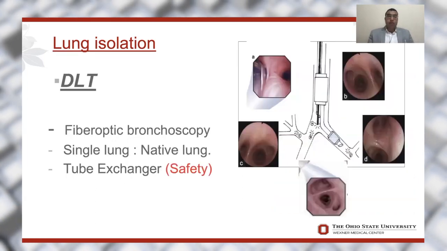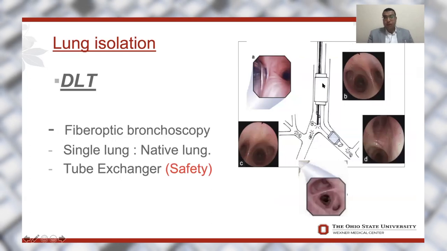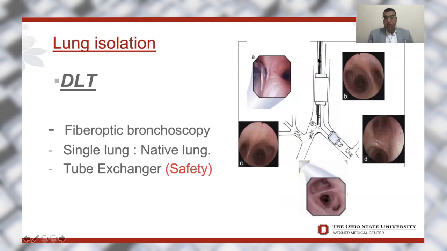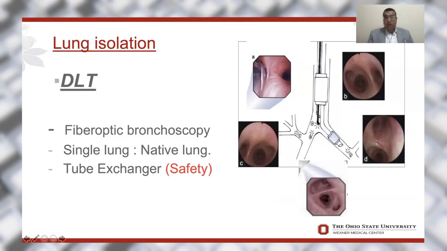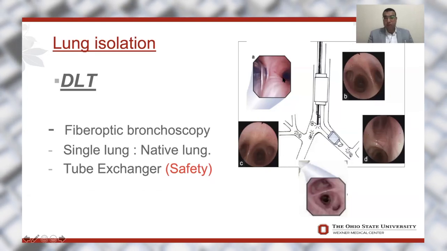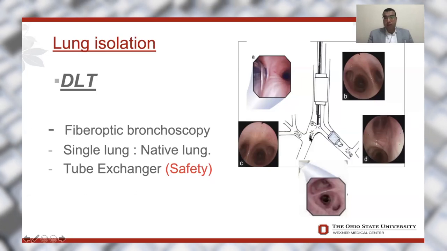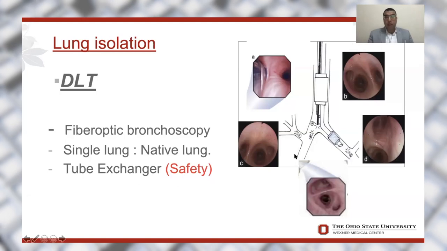Lung isolation. Double lumen tube, I will not discuss it, but briefly, if you put a double lumen tube here and through the tracheal port you introduce your fiber optic, if you are at the carina, you will get this photo. A balloon here and the other bronchus is here. If you introduce it a little bit into the right bronchus, you will see the Mercedes sign.